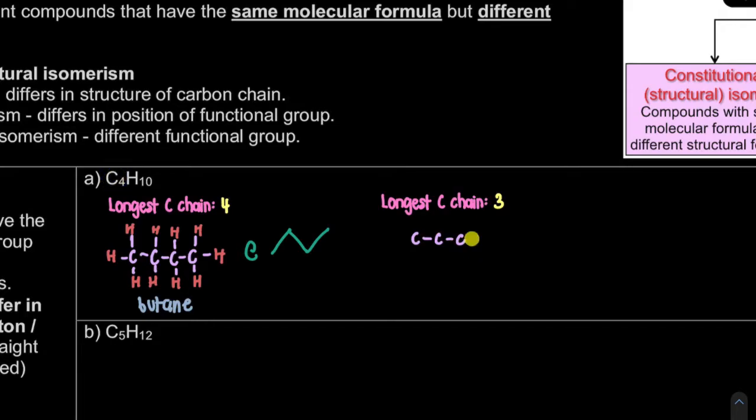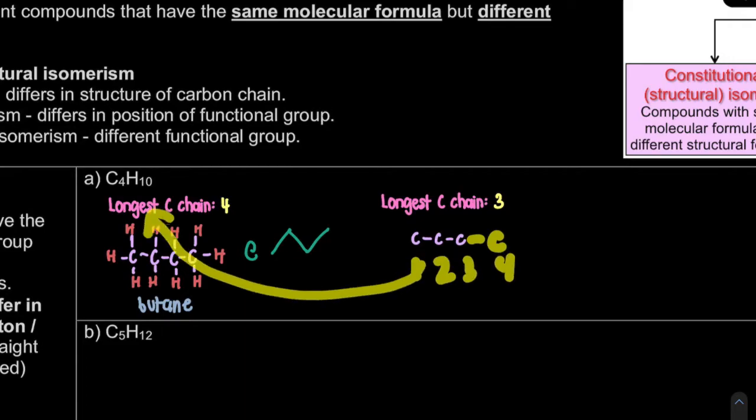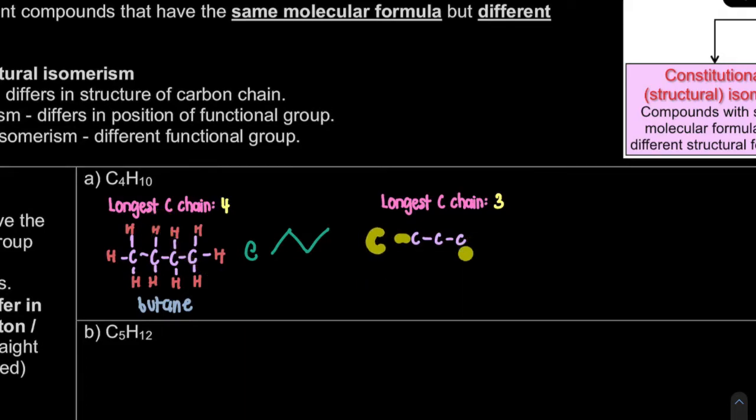But for this case we have 4 carbons. So where should we put the extra carbon? Should we put it here? Should we put it here? If you put it here, then the longest carbon chain will be 4, which is the same as this one. If you put it here, it's the same too: 1, 2, 3, 4. So how should we do it? If you put it in the middle here, regardless of where you count, you will get 3. 1, 2, 3. Or here 1, 2, 3. Or here 1, 2, 3. Here the longest carbon chain is 3.